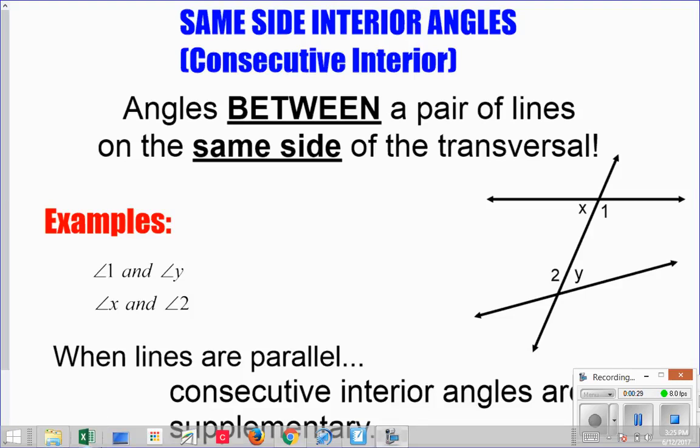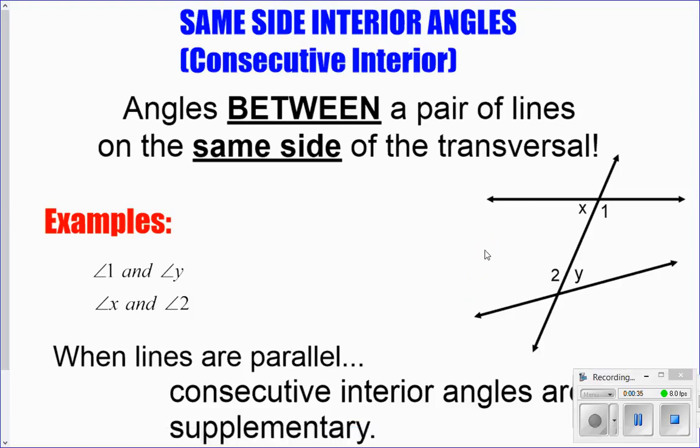Same side interior angles or consecutive interior angles. Well, we already know that in this diagram we'd be talking about angles that are here on the interior. So here's my transversal. I'm talking about angles that are in between, on the inside of those two lines, interior, and they have to also be on the same side of the transversal, or consecutive, meaning right in a row. So on the inside, we're talking about the four angles on the inside, but they have to be on the same side of the transversal.